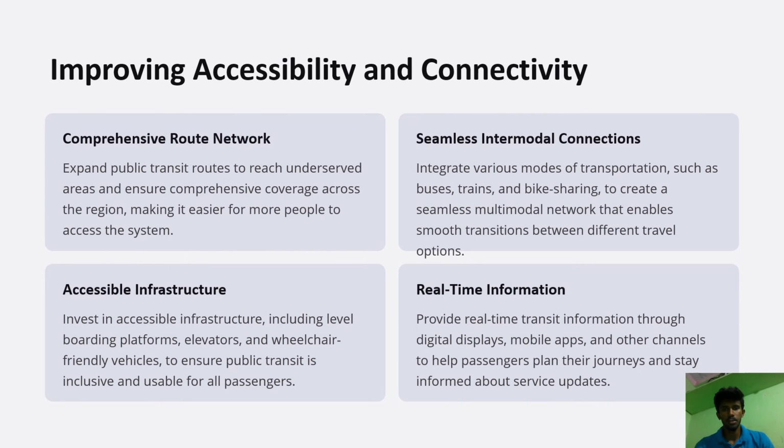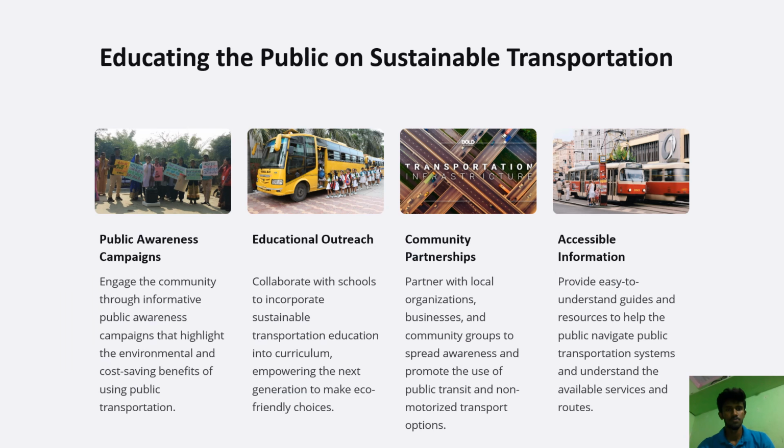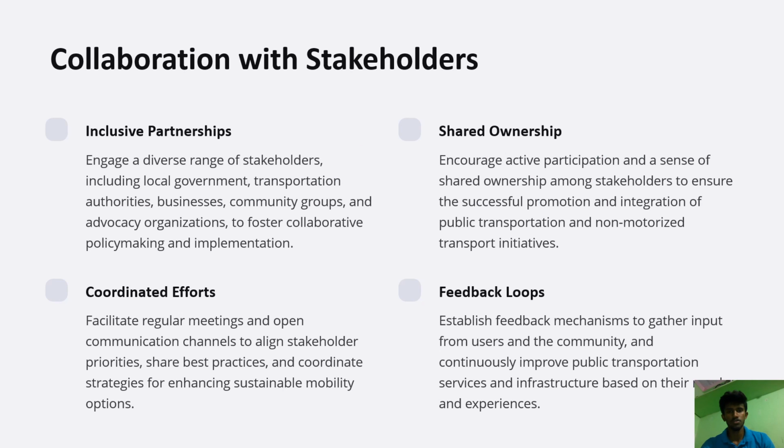And the next one is improving accessibility and connectivity. In that we have comprehensive route networks, seamless intermodal connections, accessible infrastructure, and real-time information. The next we have education and public awareness for sustainable transportation: public awareness campaigns and educational outreach, community partnerships, and accessibility information, and collaboration with stakeholders through inclusive partnerships, coordinated efforts, shared ownership, and feedback loops.